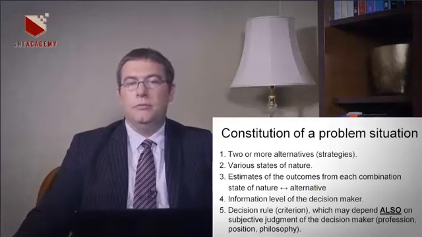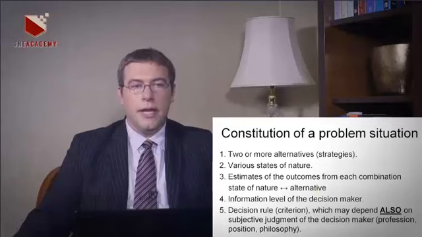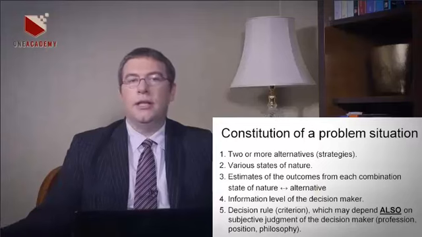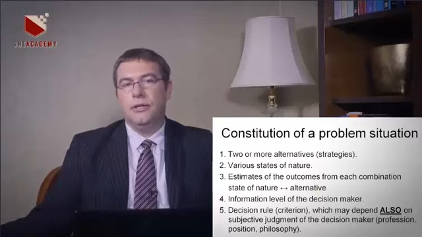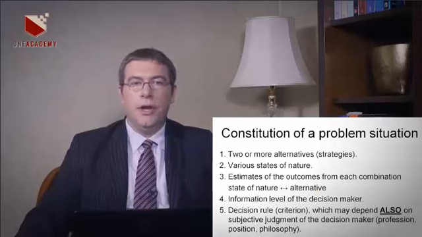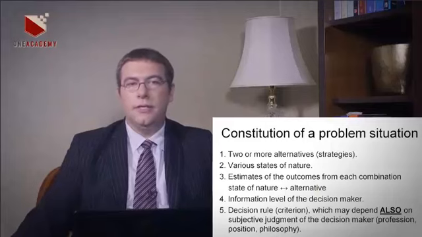First of all, there must be 2 or more alternatives or strategies that the decision maker should choose from. Second, there should be various states of nature. These are phenomena that are outside of the control of the decision maker. Third, there should be estimates for each combination of alternative and a state of nature.